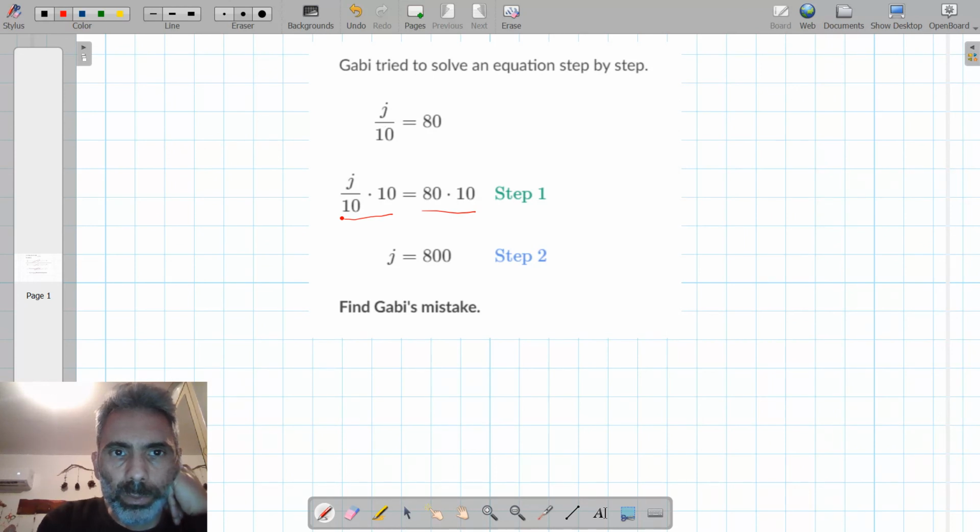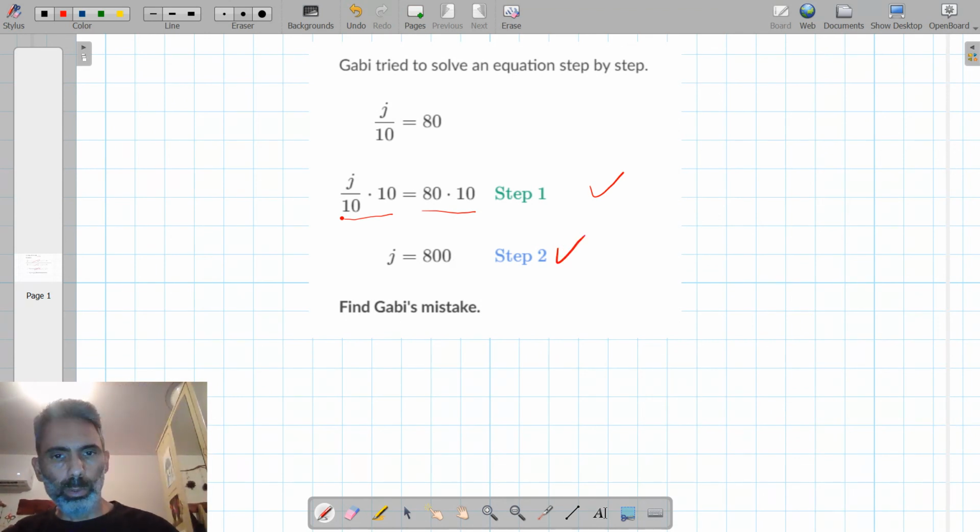Because on the left hand side we see j divided by 10, he multiplied both sides of the equation by 10, which is good. And now on the left hand side he has the variable j by itself, and on the right hand side he has 80 times 10, which is 800, so step 2 is also good. So he didn't make a mistake.